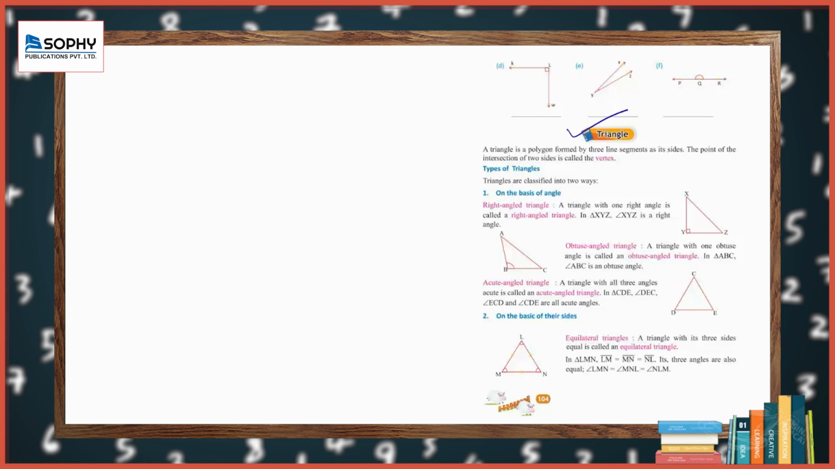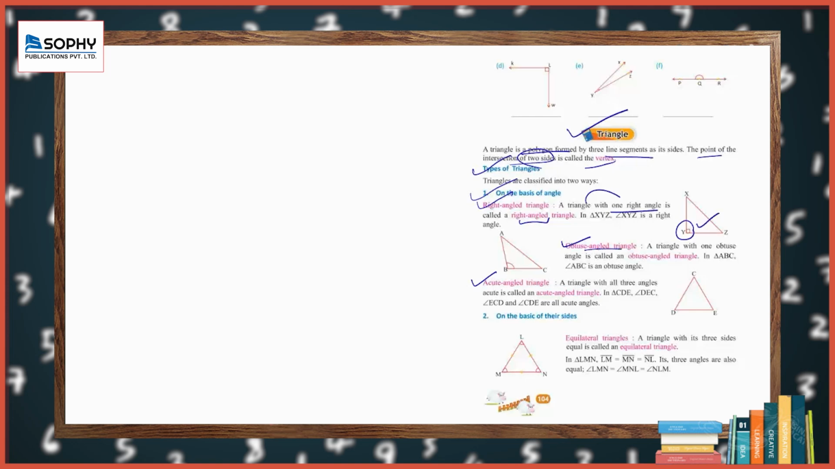Now let's start with the triangle. A triangle is a polygon formed by three line segments as its sides. The point of intersection of two sides is called a vertex, students. Now let's look at the types of triangle. Triangles are classified in two ways. One is on the basis of angle, that is right angle triangle, obtuse angle triangle and acute angle triangle. A triangle with one right angle is called a right angle triangle. So in triangle XYZ, here Y is the right angle.